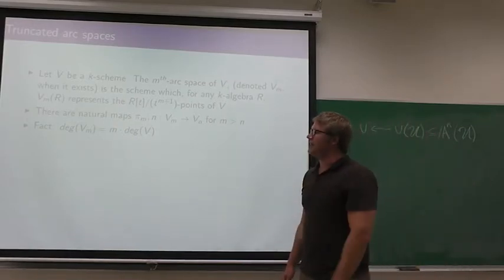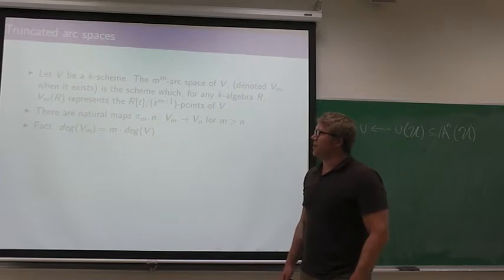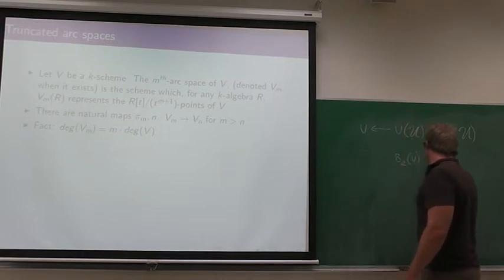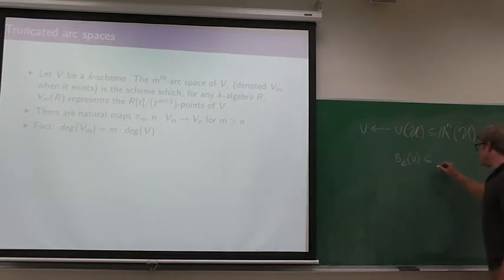And it's a fact that the degree of the mth arc space is just the product m times the degree of V. And so if you could show that, so it's also clear when you begin doing things that you have a containment here. Okay. But so if you could show that this was a component of this, then you'd be in business because there's well-known ways to bound the degree.